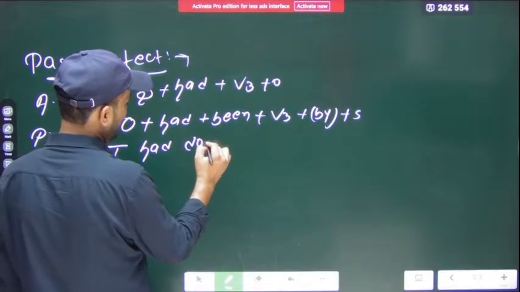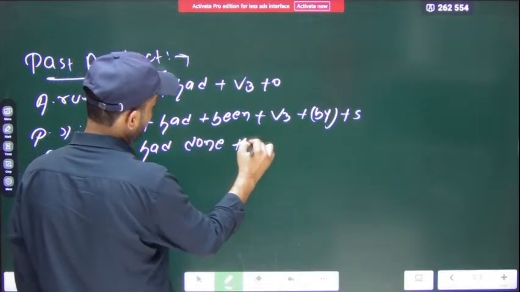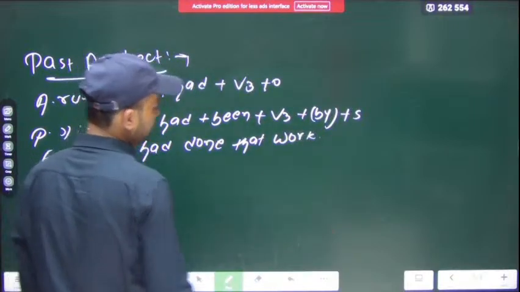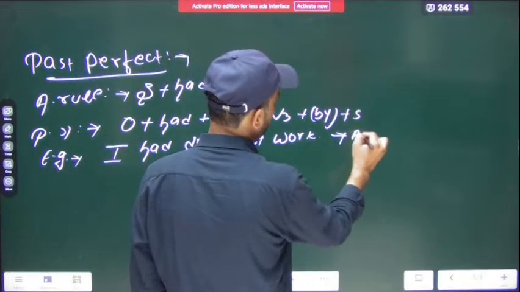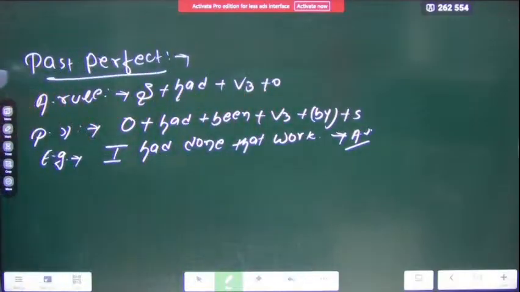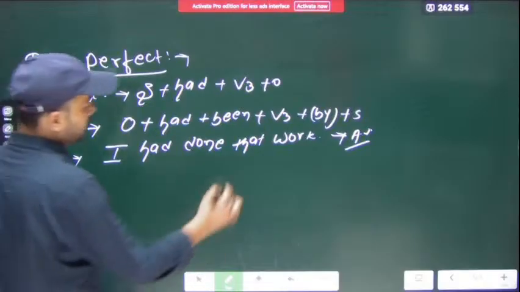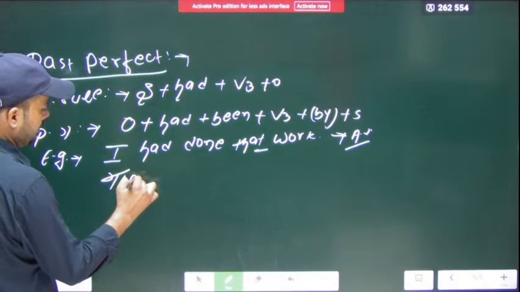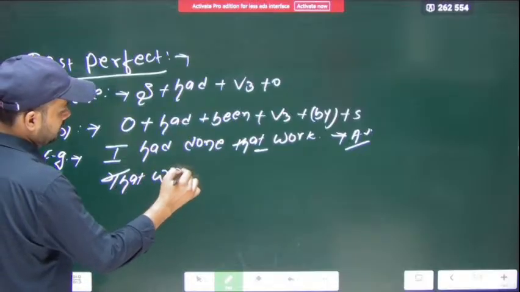I had done that walk. This is active voice. Now if I make the passive, what do I need to take first? Object. What is the object here? That walk. Okay, so here I will write that walk.